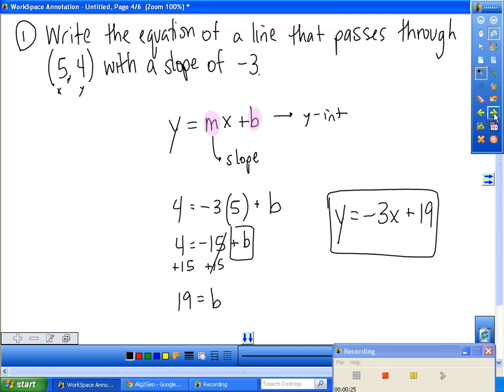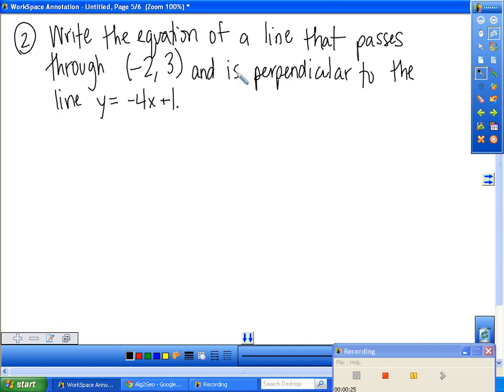So example number 2. Write the equation of a line that passes through this point, negative 2, 3, and is perpendicular to the line y equals negative 4x plus 1. So in the last example, we had a point, which was an x and a y, and we had a slope. Here, we're given a point, which is an x and a y, and we're given an equation, right? Why would they give us an equation? Well, because we need a slope. But more specifically, we need a perpendicular slope.